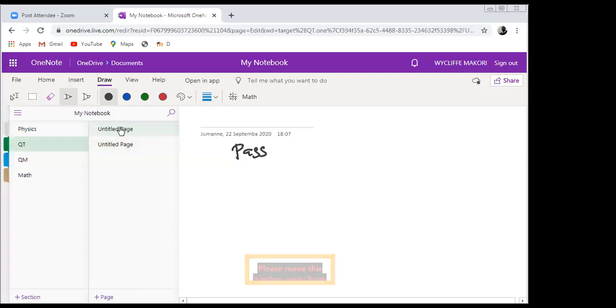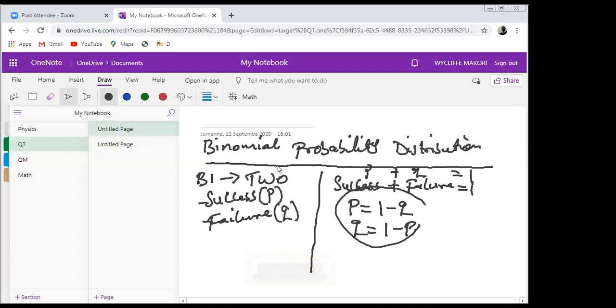Then, let me go back here for the sake of recording. We have the binomial probability distribution, which will be our focus today. From the word "bi," bi means two. So in this experiment, we are going to have two outcomes, whereby one of the outcomes, which is the favorable one, we normally call the success, and the other is known as the failure.